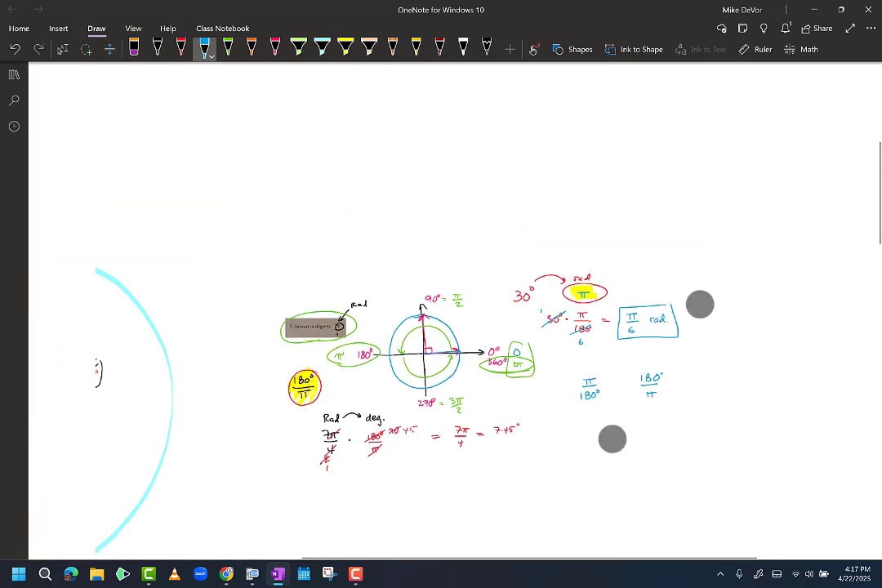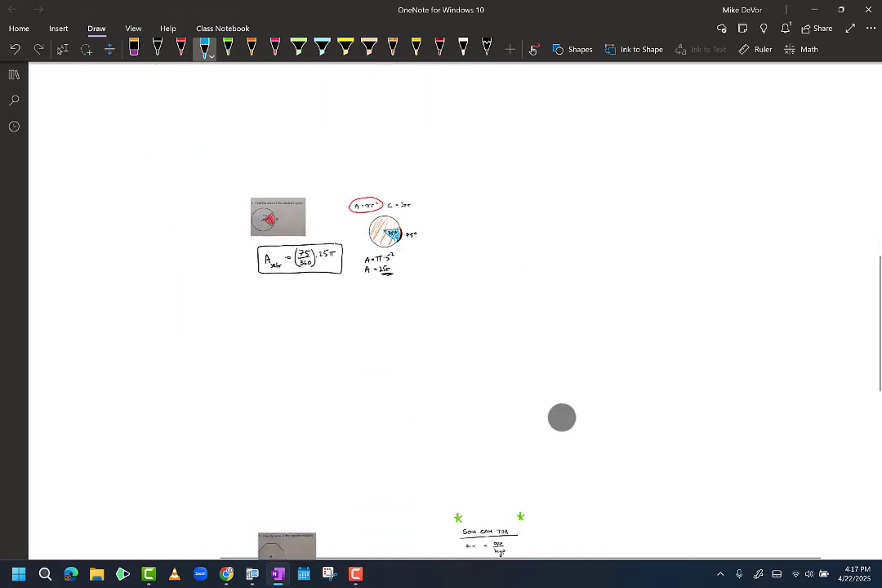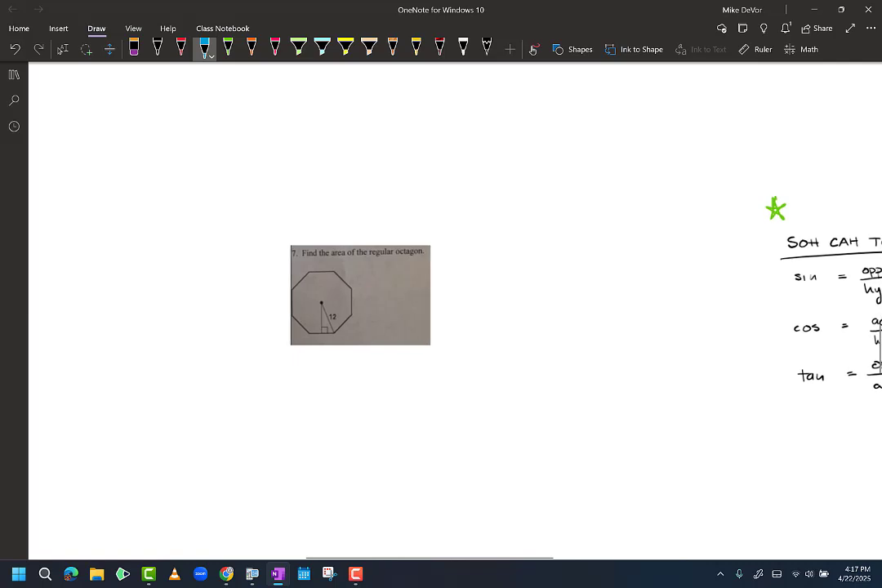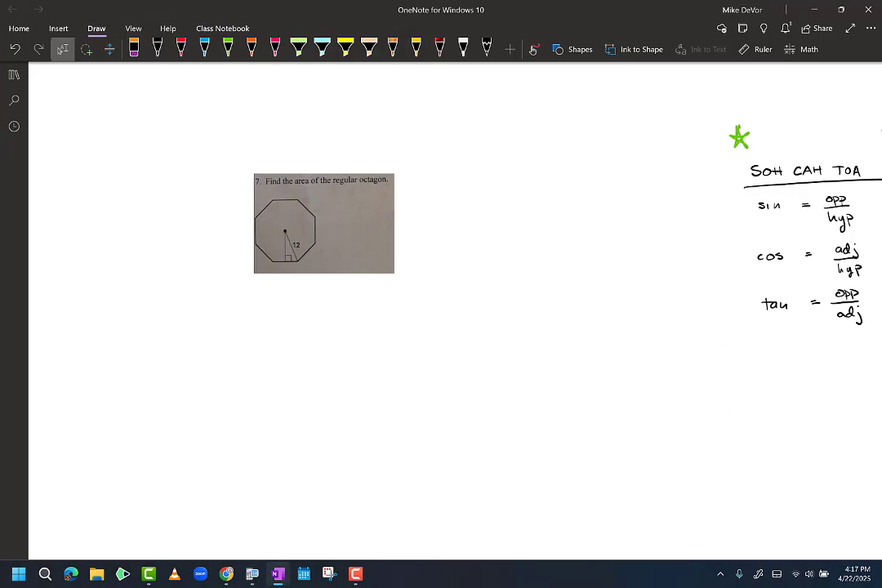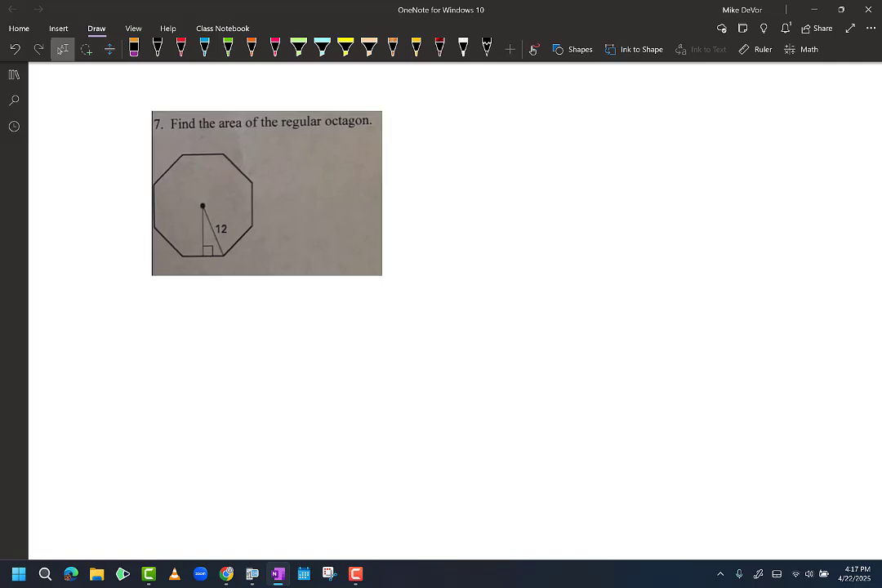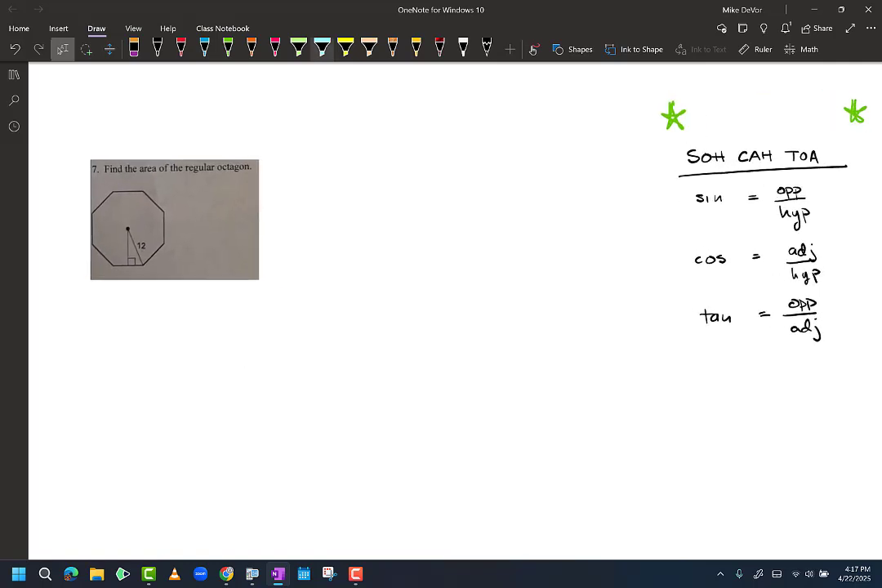Okay, all right, so I was looking at this regular octagon. Anytime we have a regular polygon of anything, a regular polygon is made up of isosceles triangles. In this case, since it's an octagon, we have 8 congruent, the exact same size, isosceles triangles.